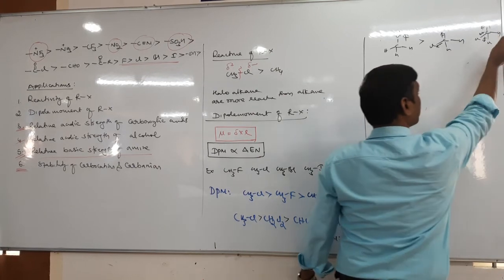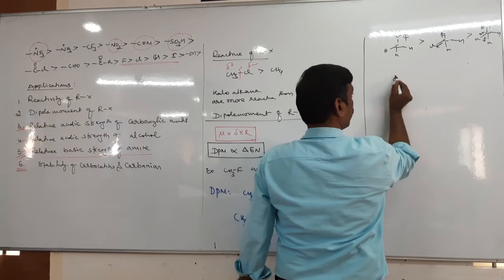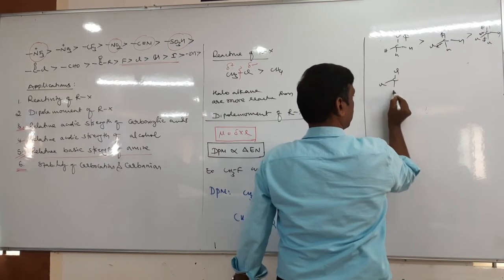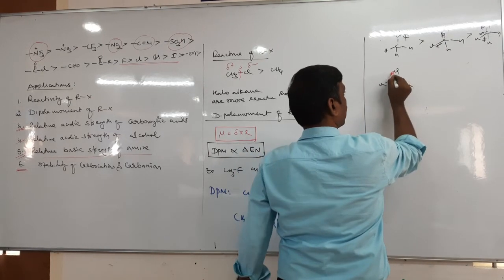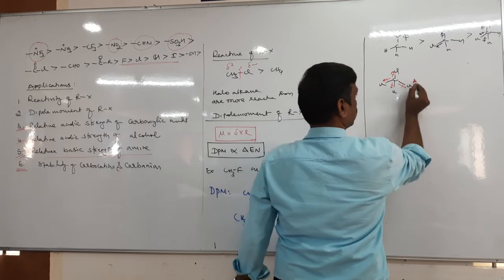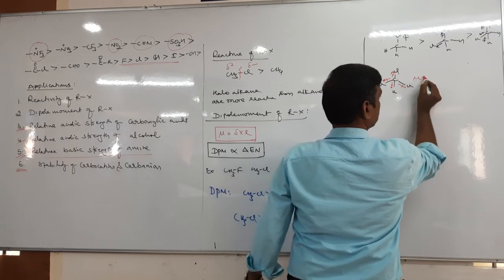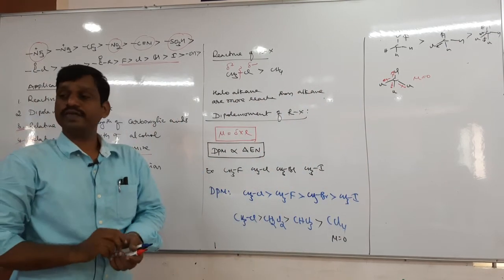Okay, so the bond moment is again cancelled more. If there are 4 chlorines, that is tetrahedral, so the bond moments are mutually cancelled. So that's why mu equals 0. Now that is the dipole moment.